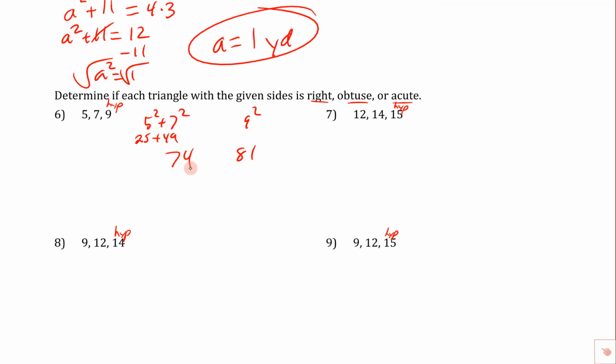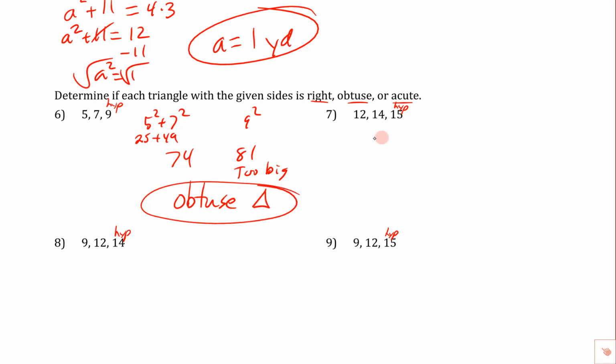Now remember, we're always classifying the hypotenuse. Too big. Because it's too big, it is obtuse. We got an obtuse triangle on that one right there. Let's take a look at the next one.